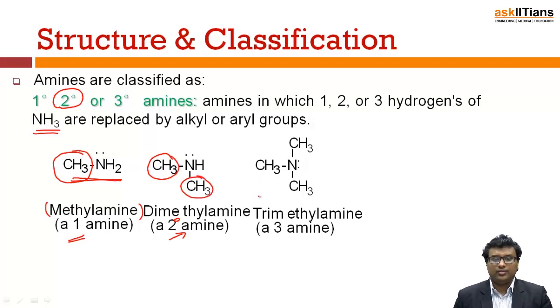And the third thing is that it's a tertiary amine. Why is it a tertiary amine? Because the number of hydrogens which are replaced by these alkyl groups is 3. So you can see here the 3 hydrogens which are replaced are by methyl groups. So if 3 methyl groups are attached, it is called a tertiary amine, and the name of this is trimethylamine since there are 3 methyl groups.